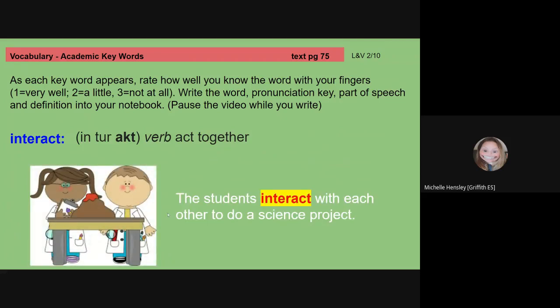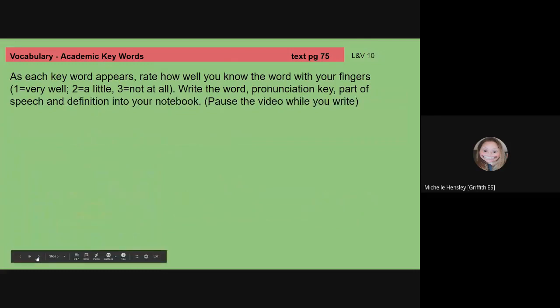The students interact with each other to do a science project. So look, they've got a volcano. They're interacting. They're acting together to complete the science project. If you need more time to do interact, verb, act together, go ahead and pause the video. We're going to move forward. All right.